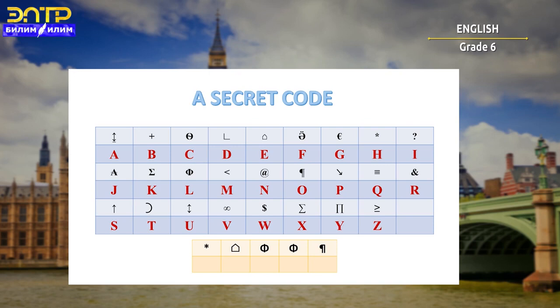We have five signs. It means we have five letters. What is the word? What do you think? We have a star. It is H. Okay. Next one is E. Good. Next sign L. And the last sign is O. It is hello.